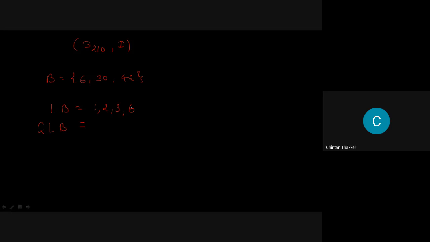Now which one is the greatest lower bound? Greatest lower bound is 6, because 1 divides 6, 2 divides 6, 3 divides 6, and 6 itself divides 6. So here the greatest lower bound is 6.